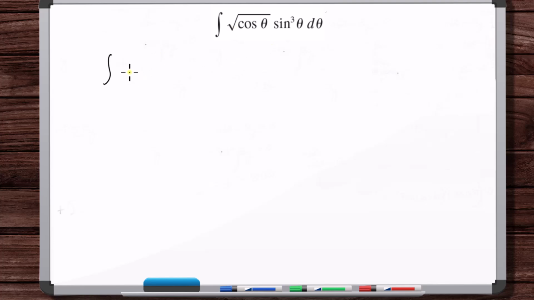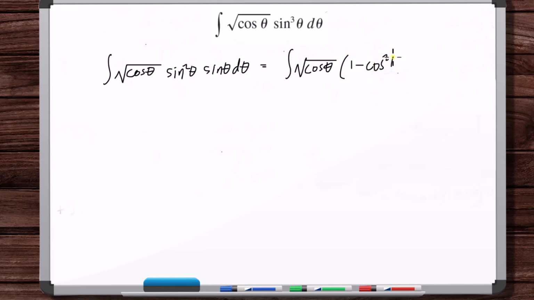Because, okay, we get sine squared theta sine theta d theta, okay? And now what's the idea then? Because this is an odd power of sine, we're left with this sine squared, or an even power of sine, and we could make the trig substitution of 1 minus cosine squared theta.